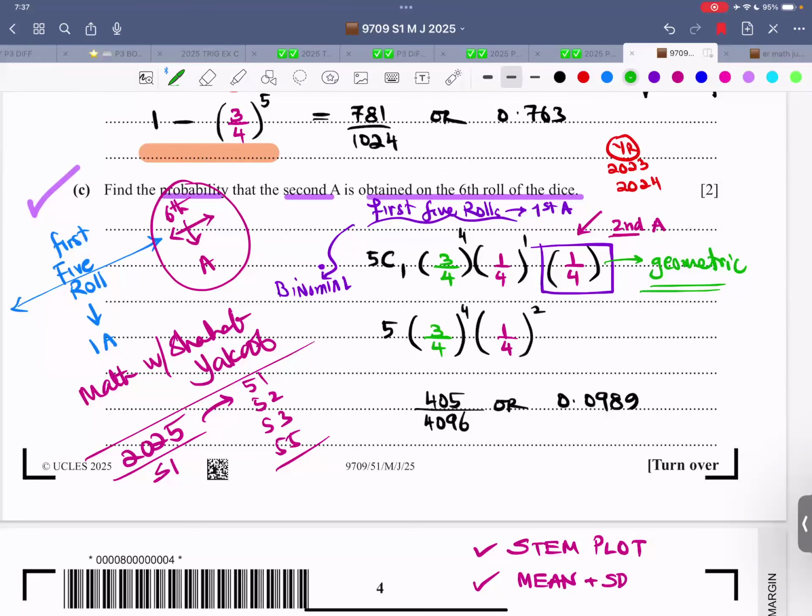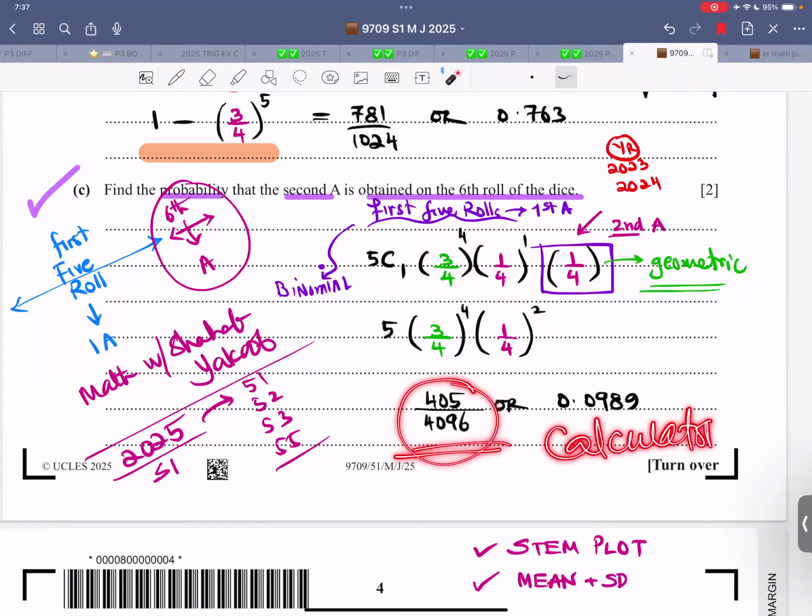So now this is the 1/4 over here. This is 5C1, success raised to the power of 1, failure raised to the power of 4. Now, when I multiply these two, that is 1/4 raised to the power of 2, times 5C1, which is 5, times 3/4 raised to the power of 4. I would again prefer fractions because, yes, you have a calculator. So why worry about it?